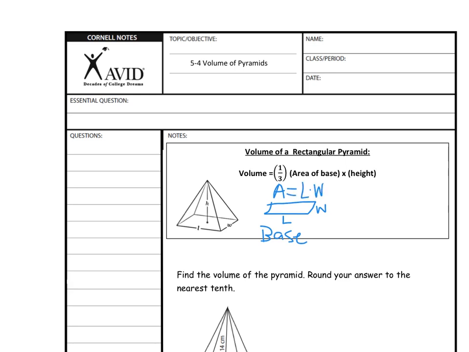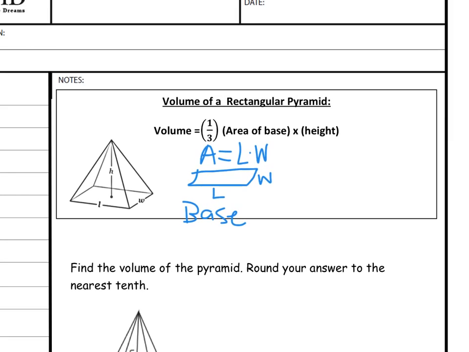So when we write our volume formula, it could really look like volume equals 1/3, and then instead of writing area of the base, we could write length times width, and then we have to also multiply by the height on the end, which it shows in our formula. So this will be the formula we can use for rectangular pyramids when they have a rectangle as the base.